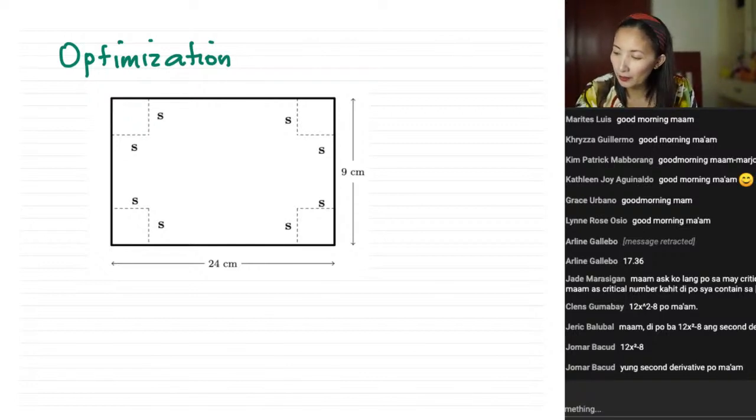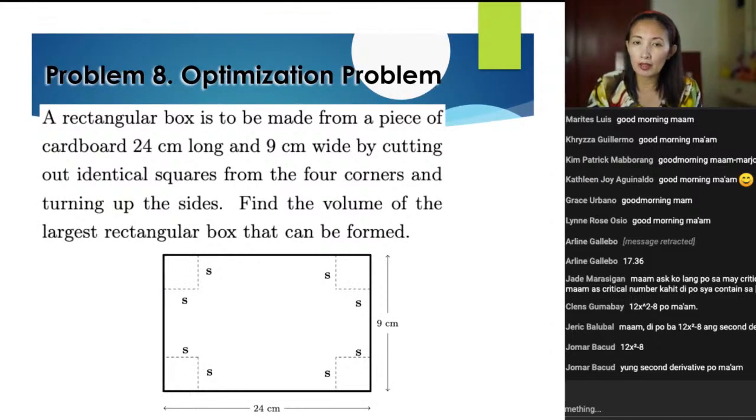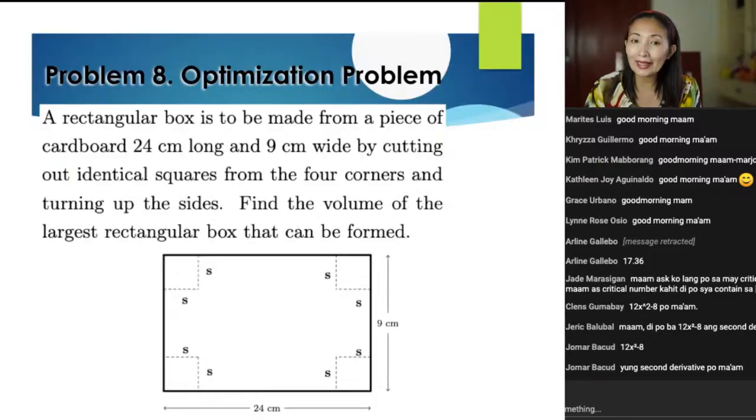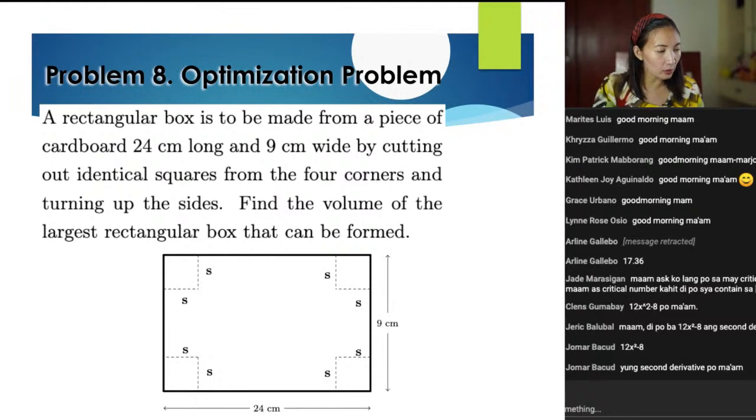So for problem number 1, optimization, like what we have just enumerated, the steps are: if you could draw a diagram or a figure representative of the problem, do so. Then after that, identify all the givens, all the knowns and the unknowns. For the unknown, we make use of a variable. You may use S, X, or any letter for that matter, okay? So for this problem, going back, rectangular box, you know how a box looks like.